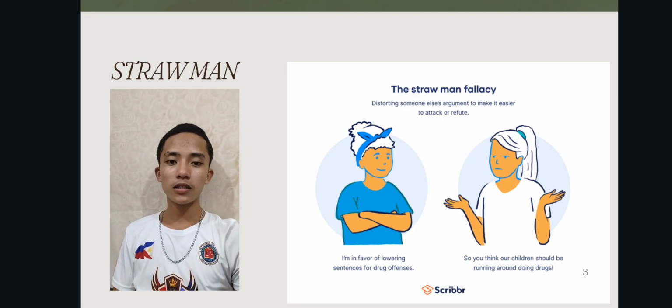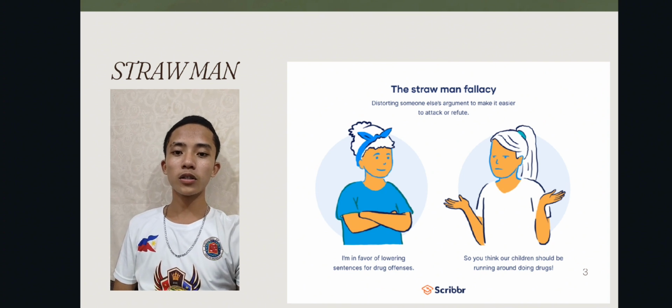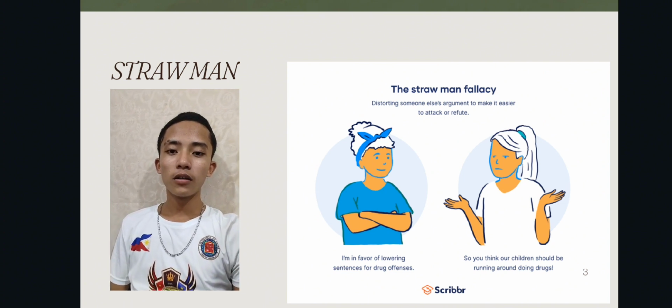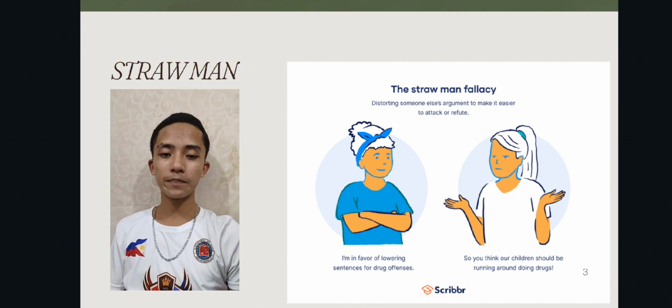The next fallacy is straw man. The straw man fallacy occurs when someone distorts or misrepresents their opponent's argument to make it easier to attack or refute, essentially creating a weaker version of the original stance.